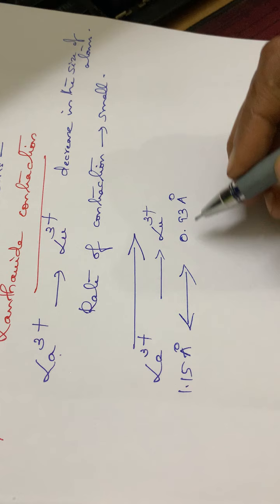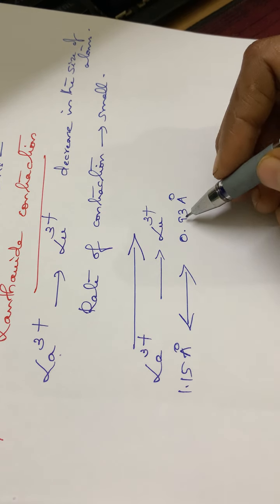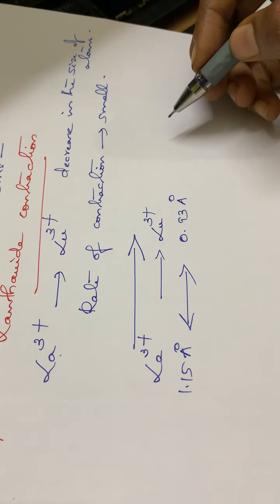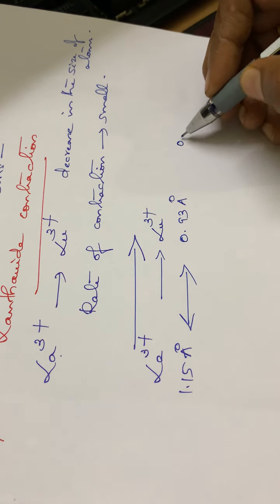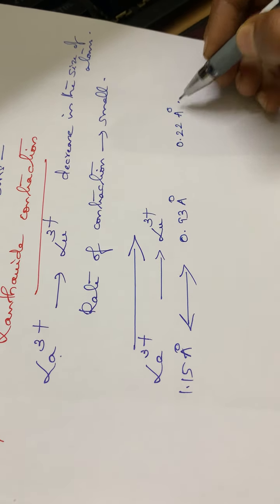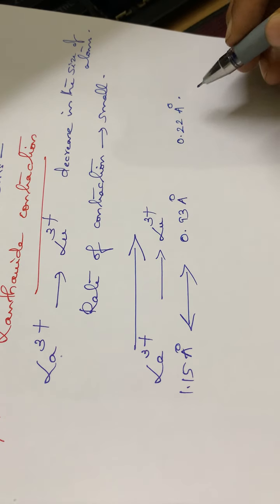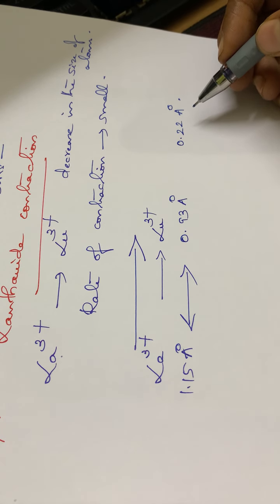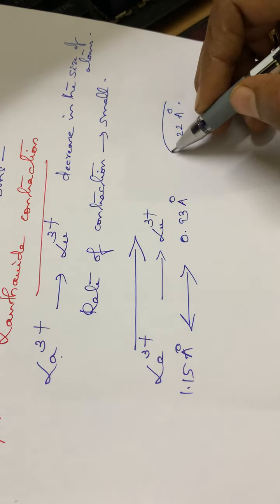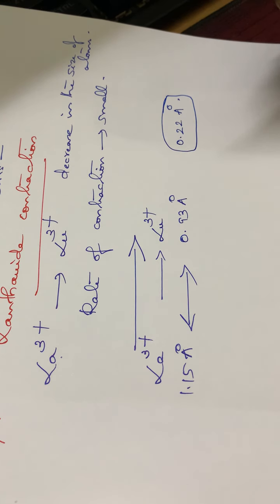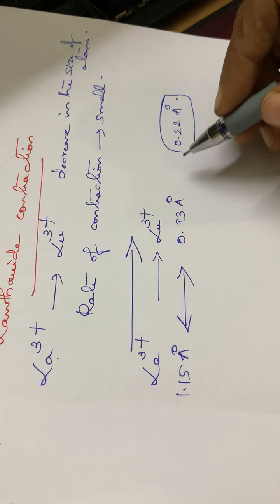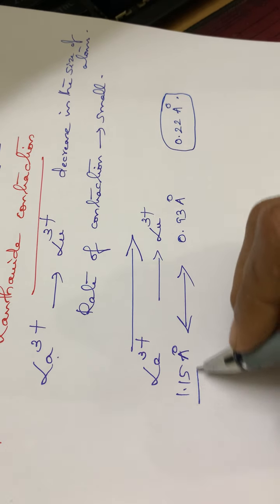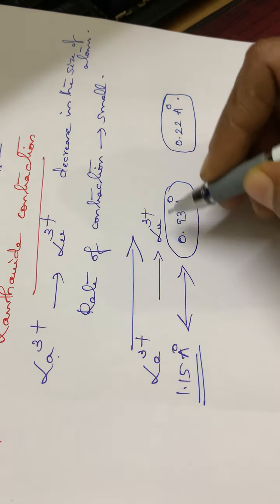The difference is very small, isn't it? From 1.15 minus 0.93, what about the value? The value will be nearly 0.22 angstrom. The total decrease will be equal to 0.22 angstrom. That is a very small decrease in the atomic radii as well as the ionic radii observed in the case of lanthanides. That is, you have to learn these values by heart.